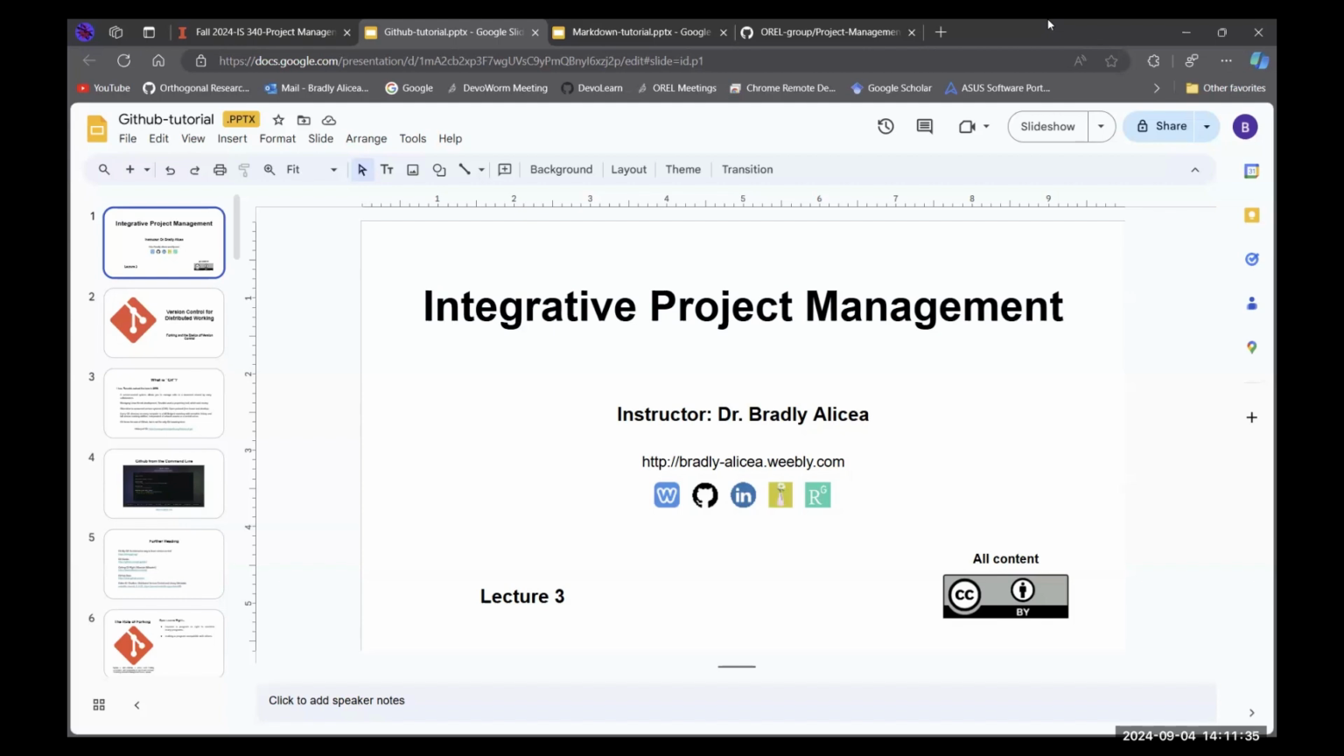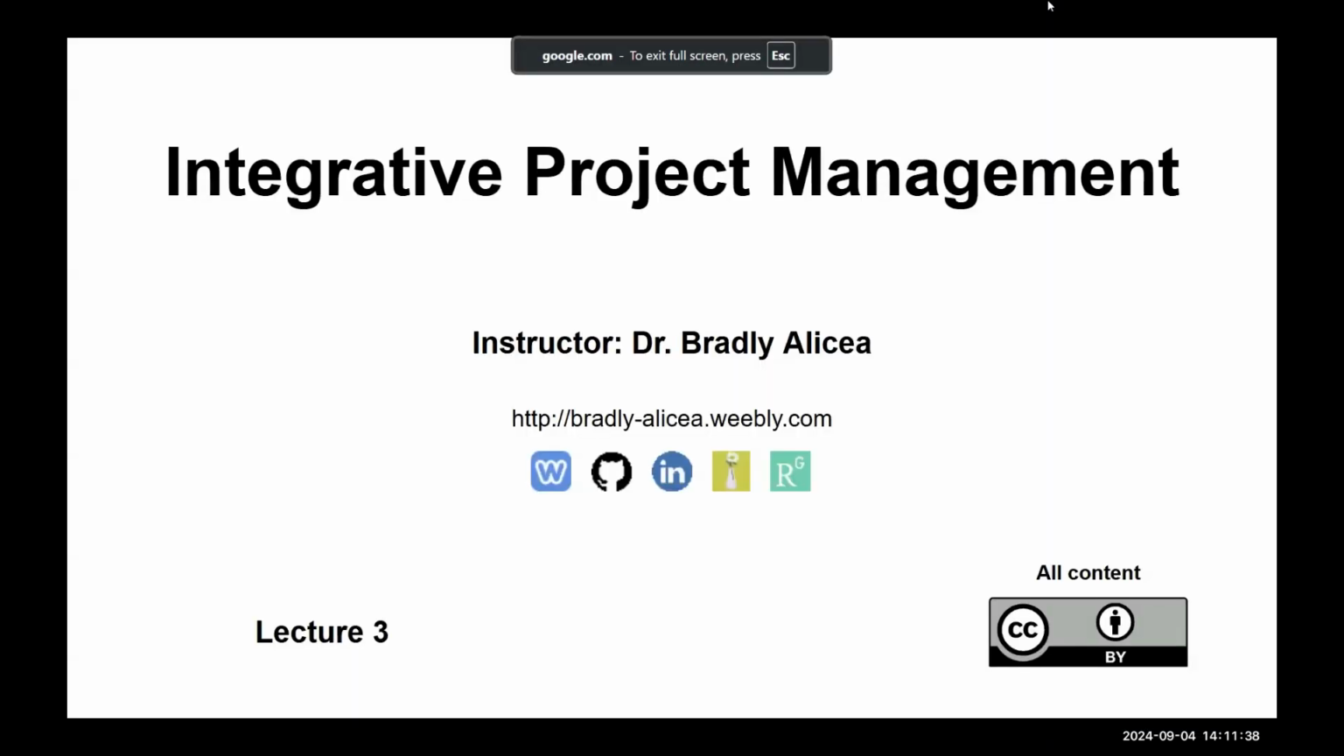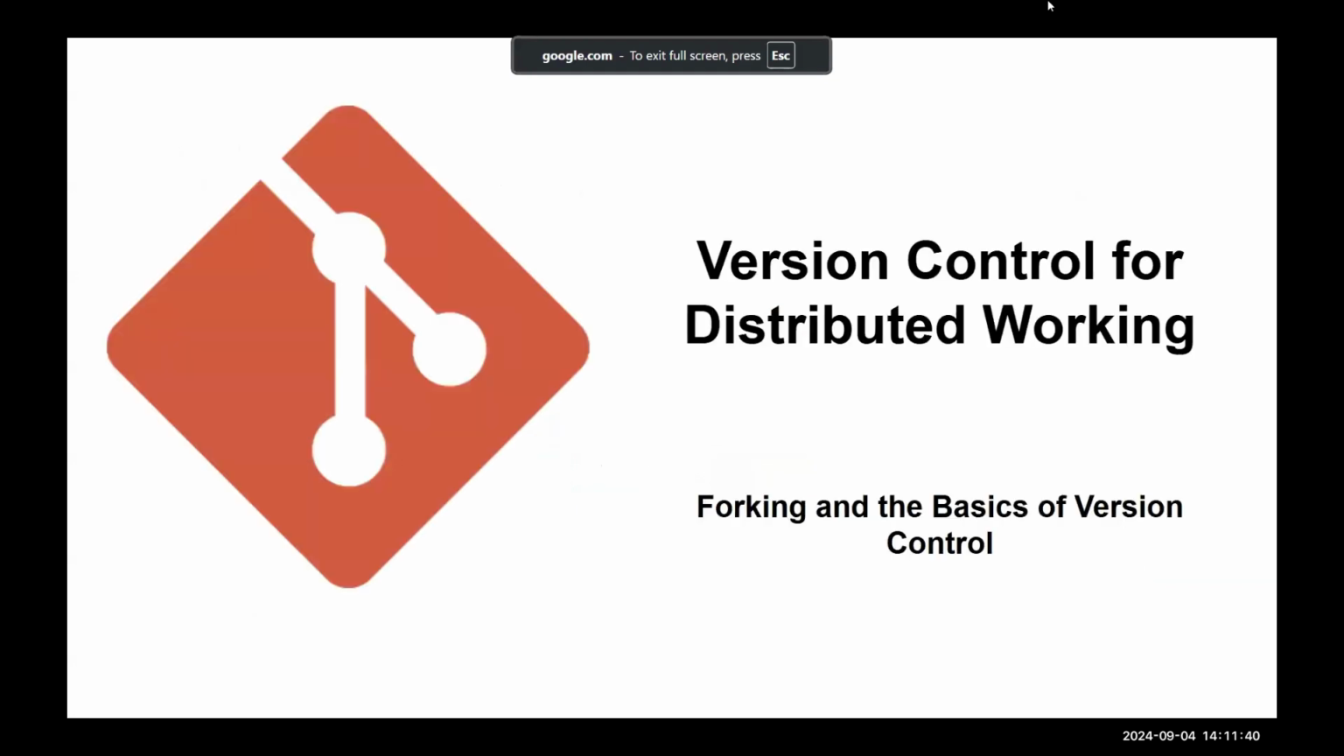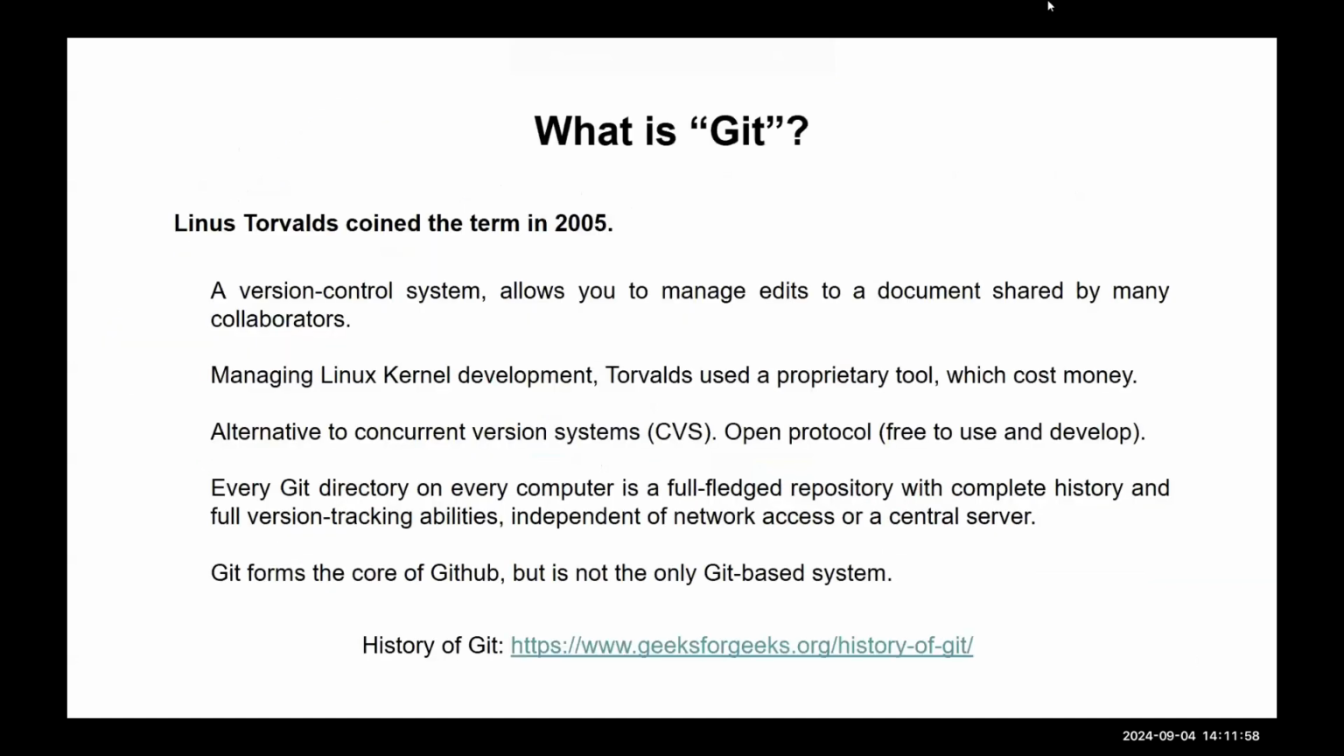So let me set up the slideshow for this. I'm going to be teaching you about something called version control for distributing. Basically what I explained to you just now, working and merging or issuing a pull request to the organizational GitHub. When I say GitHub, the name Git has a meaning, and hub means it's like a centralized resource. So what is Git?